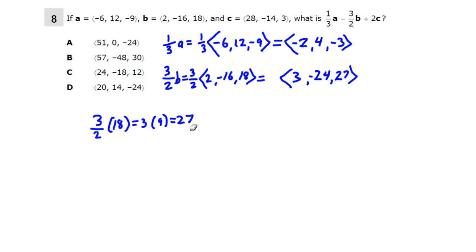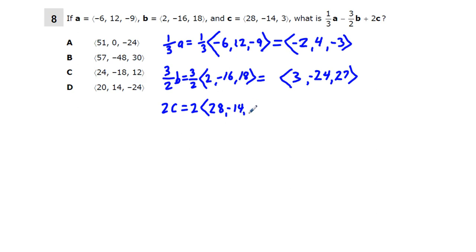Okay, and the last one we're going to look at is 2c. So 2c is going to be equal to 2 times <28, -14, 3>. And for that, we get 2 times 28 is going to be 56, and 2 times negative 14 is negative 28. And then we have 2 times 3 is 6.